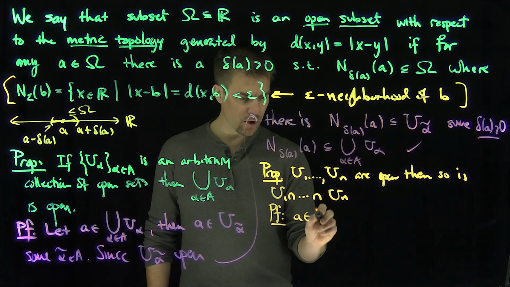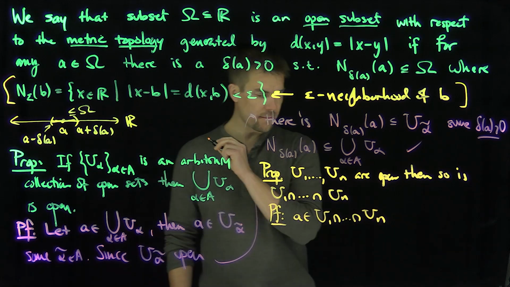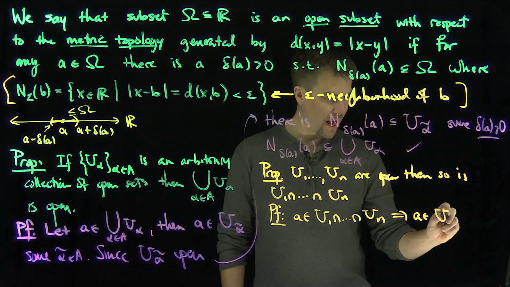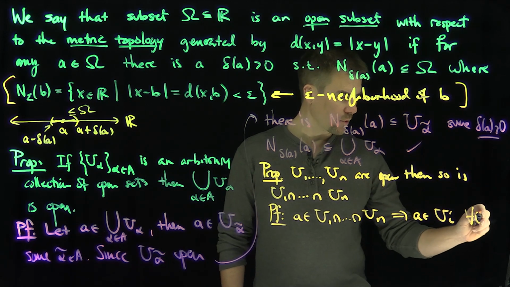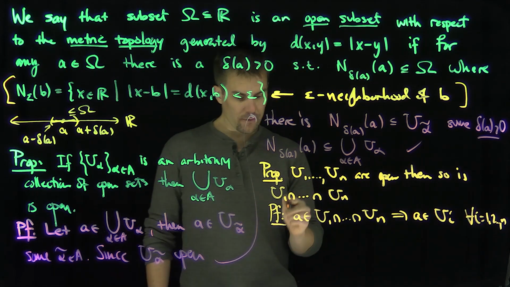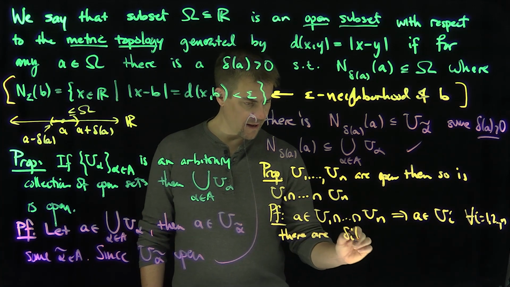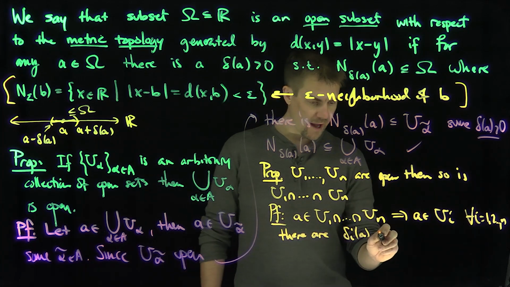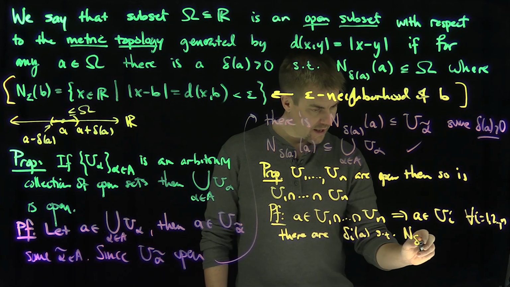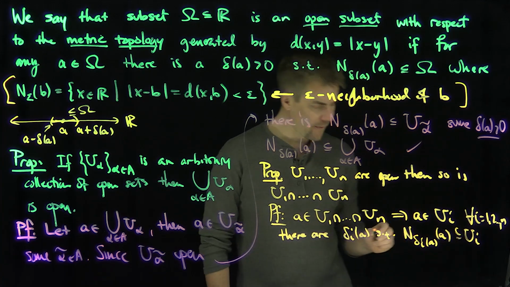Let A be in U1 intersect UN. Then that says that A is in Ui for all i between 1 and n, like so. Therefore, there are delta_i(A) such that the delta_i(A)-neighborhood of A is contained in Ui, right?